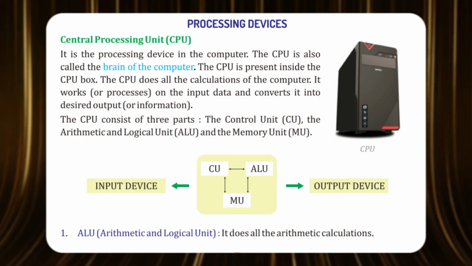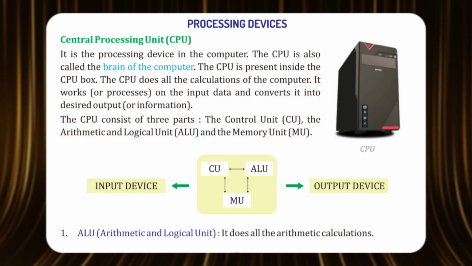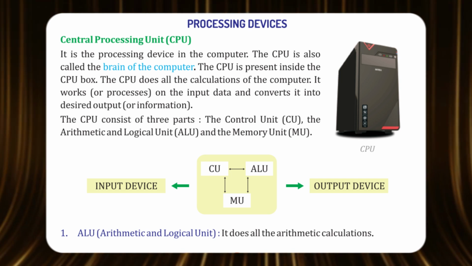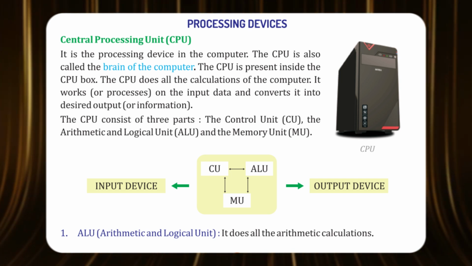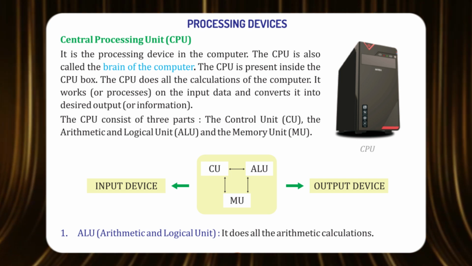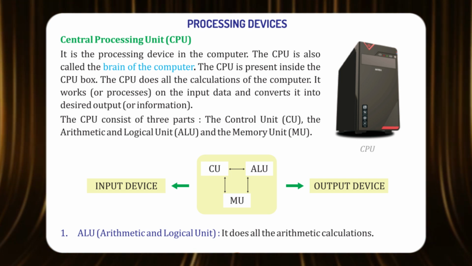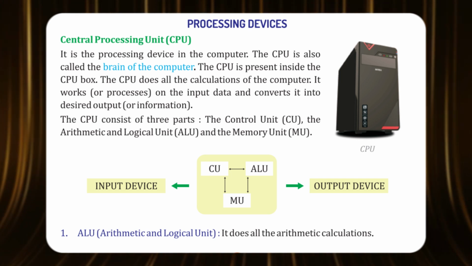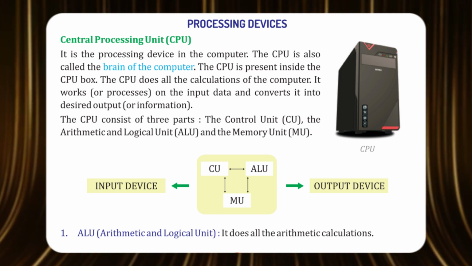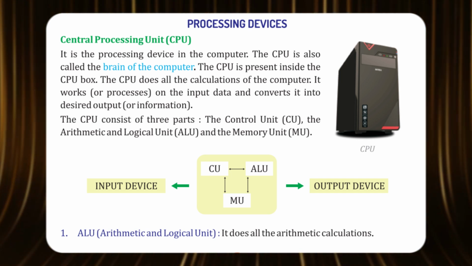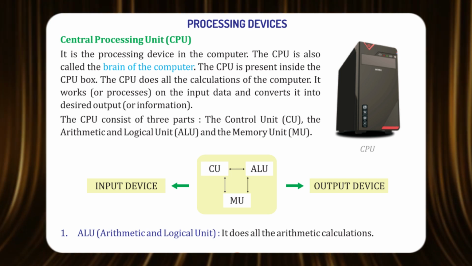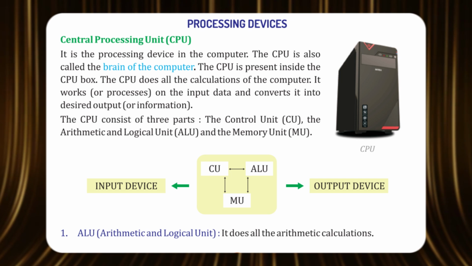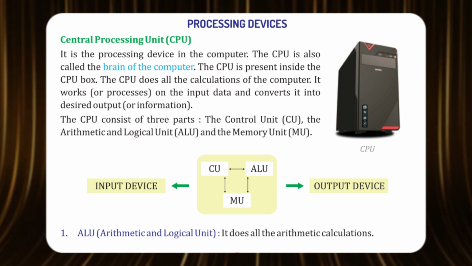Processing devices. Central Processing Unit, CPU. It is the processing device in the computer. The CPU is also called the brain of the computer. The CPU is present inside the CPU box. The CPU does all the calculations of the computer. It works, or processes, on the input data and converts it into desired output or information.